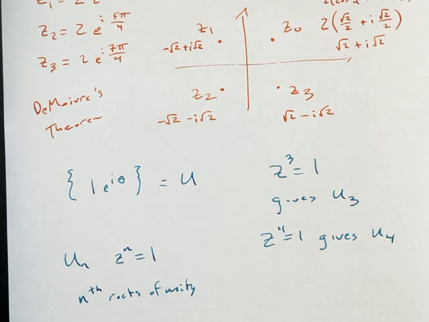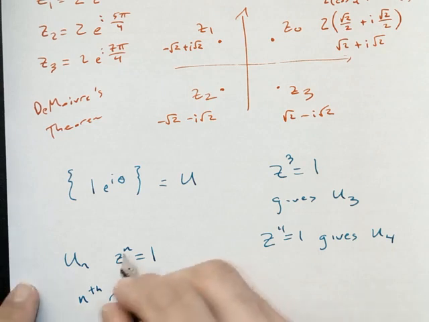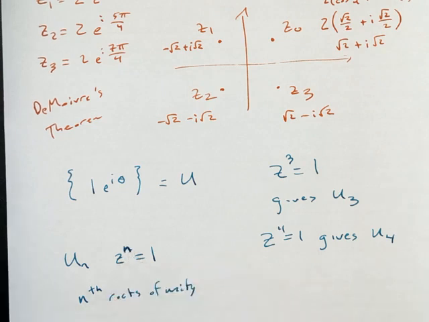Is that z to the u or z to the n? That's an n. Apologies. There.